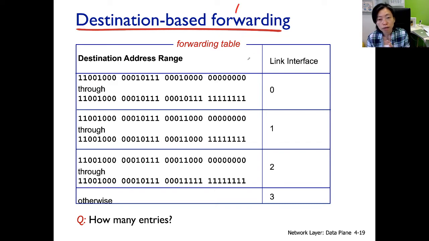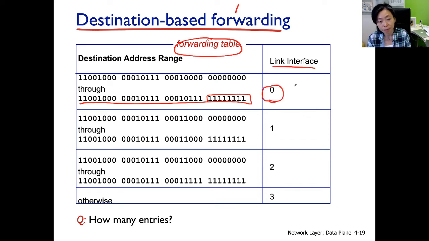As you heard, forwarding is based on, for each packet coming in, looking at the packet header field and trying to match an entry in the forwarding table. So, if the destination address says this, 1100, matching this entry here, then we take this output port, the output link interface. If it matches, for example, this IP address, then we take output port 2.